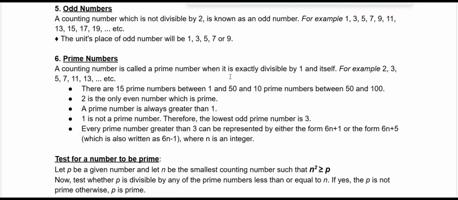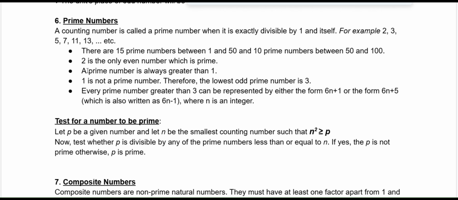Now the most important thing is prime numbers. Some questions you will be getting from prime numbers as well. Any counting number is called a prime number when it is exactly divisible by 1 and itself. So it should have only two factors, that is 1 and itself. For example, 2, 3, 5, 7, 11, 13. Now let's see what exactly the prime numbers are in detail.